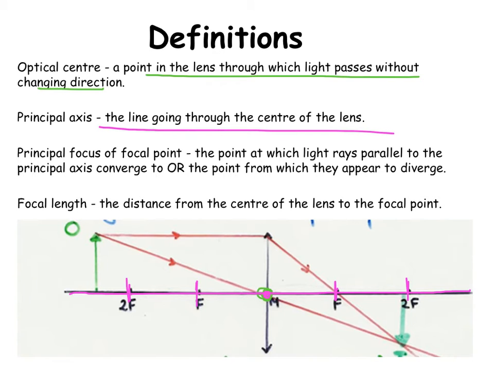Principal focus or focal point, and we tend to call it the focal point more, is the point where light rays parallel to the principal axis converge to, or think that they are diverging from. If this was a diverging lens, it would imagine that the light ray came from there and then continue from the lens. So that is your focal point or your principal focus.